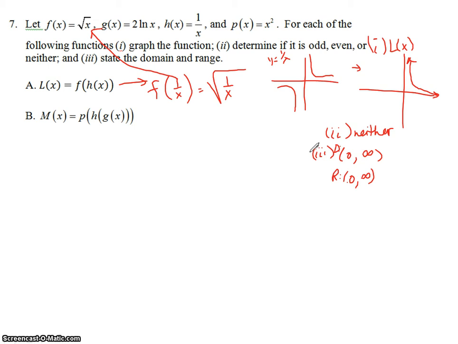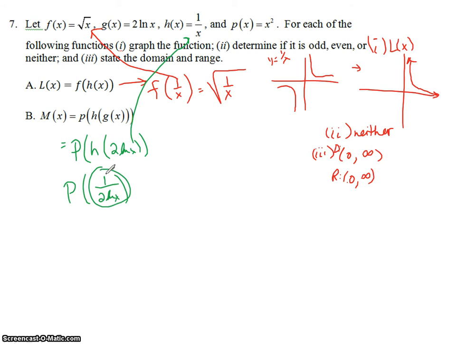All right, let's take a look at the last one here. Well, this looks fun. So let's just go step by step. g of x is 2 ln x, and we're going to plug that into the h function. So we're going to have 1 over 2 ln x. And then we're going to plug this into the p function, so we're going to have (1 over 2 ln x) squared.